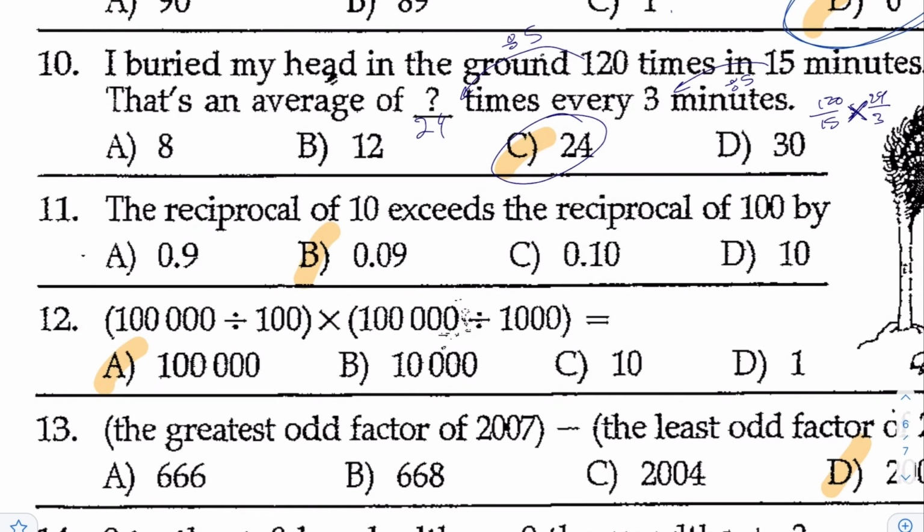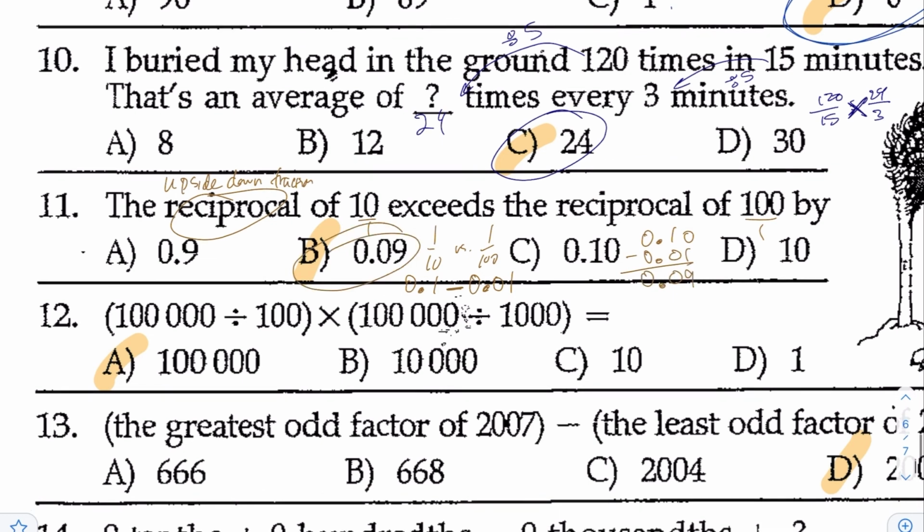Next, for number 11, the reciprocal of 10 exceeds the reciprocal of 100 by. So reciprocal means upside down fraction. Right now they're whole numbers, so the denominator is actually 1. So when you do the reciprocal, you have 1/10 versus 1 over 100. And 1/10 is 0.1. 1 over 100 is 0.01. So when you subtract 0.10 minus 0.01, you get 0.09. And that's choice B.